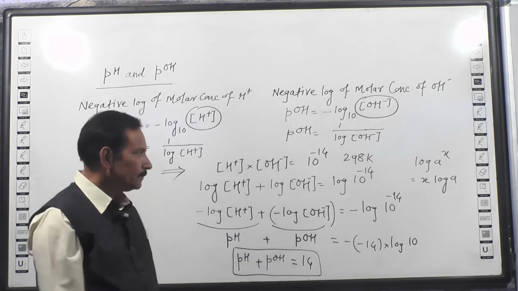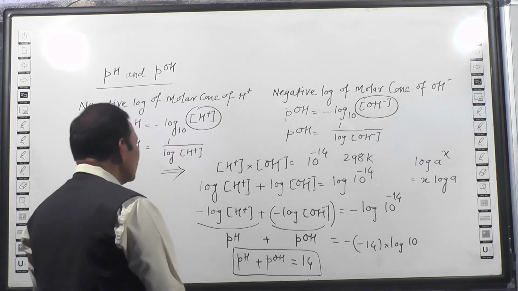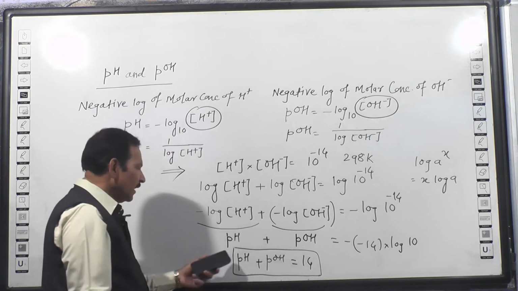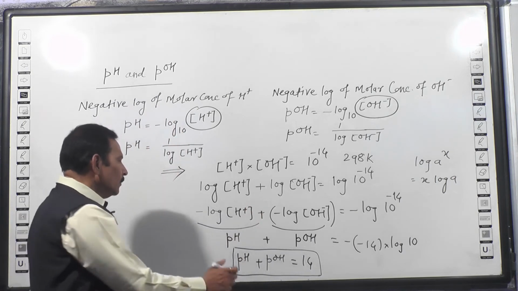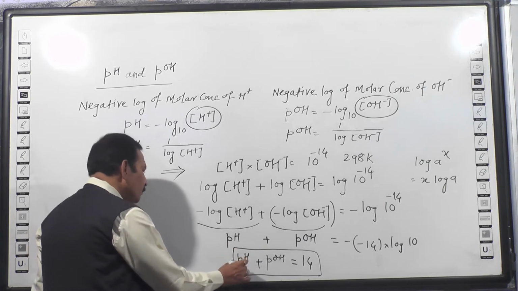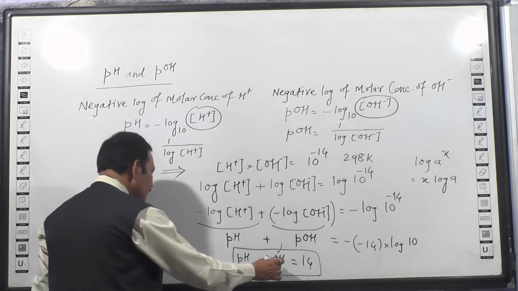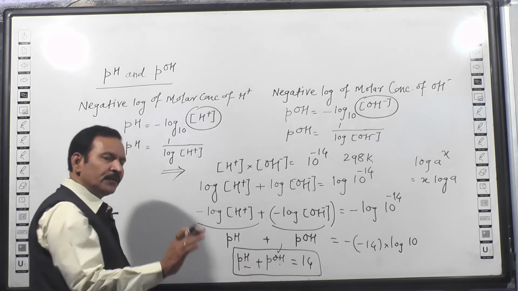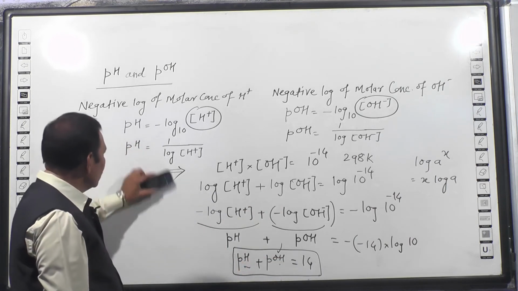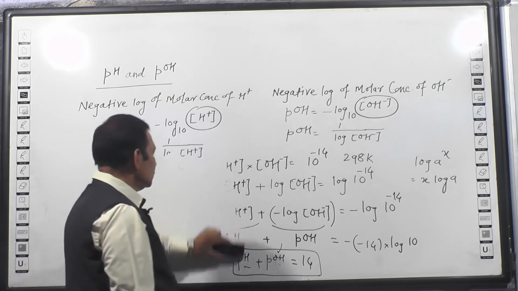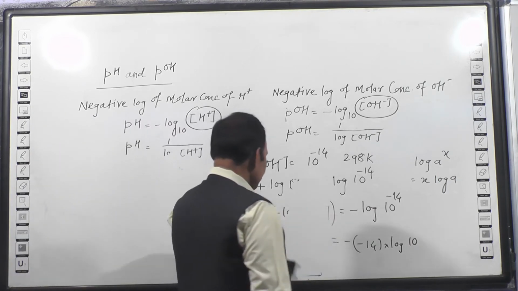So we are getting an important relation between pH and pOH. By this, if you know the pH of any solution, you can find out its pOH. If pOH is known, you can find out pH. So this formula is also important in solving numericals on the pH concept.